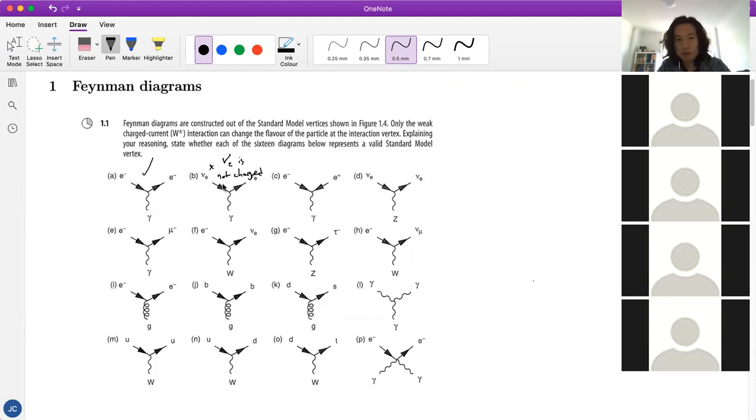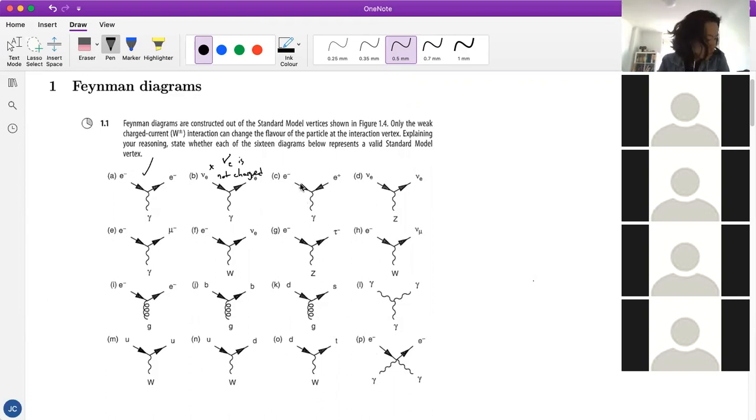Yeah, if it's just a neutrino in, neutrino out, no charge is being changed, then you have to. That's why it can't be the W plus or W minus. No, because W plus or W minus has to carry away either a plus or minus charge. Yeah. Okay. All right.